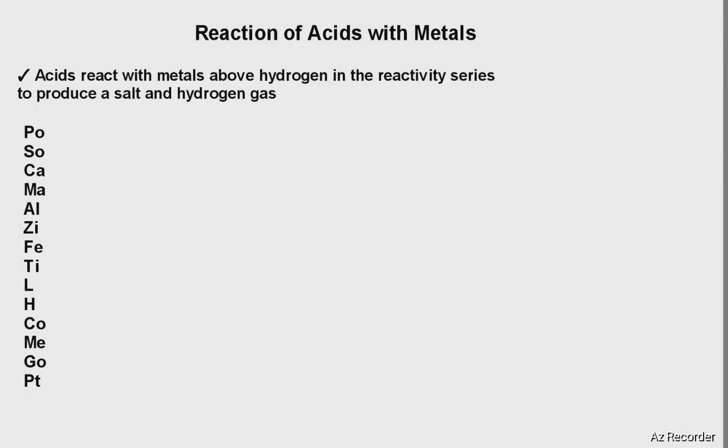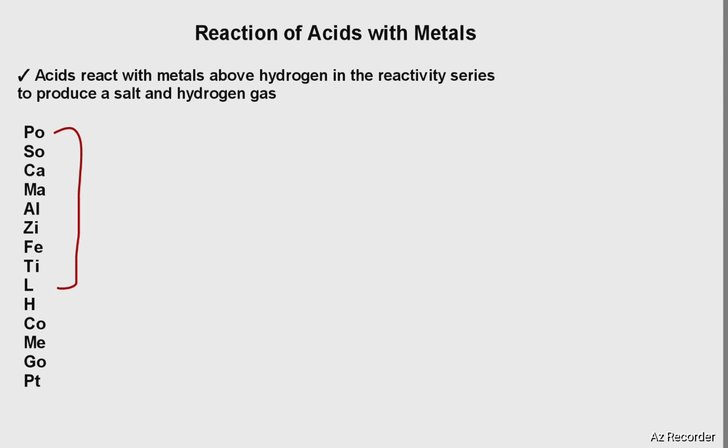Now looking at the mnemonic that I gave last time, Poso Kama Zifetiu H Comescopt, which is the mnemonic that we have here. I said in the previous video that all the metals that are above hydrogen, meaning all these metals here: Po, that is potassium; So, that is sodium; K Ca, that is calcium; Ma, that is magnesium; Al, that is aluminium; Zi, that is zinc; Fe, that is ferrum for iron; Ti, that is tin; and Al, that is actually lead.